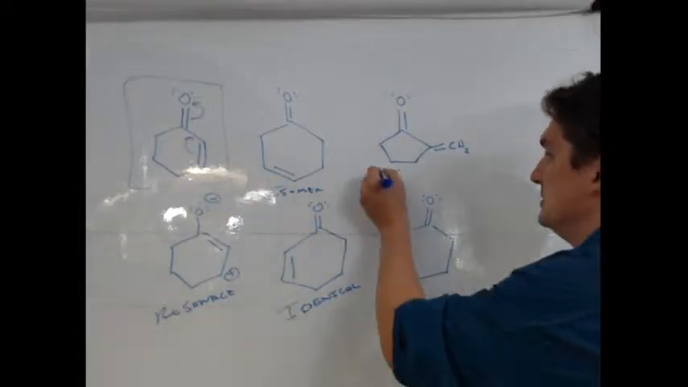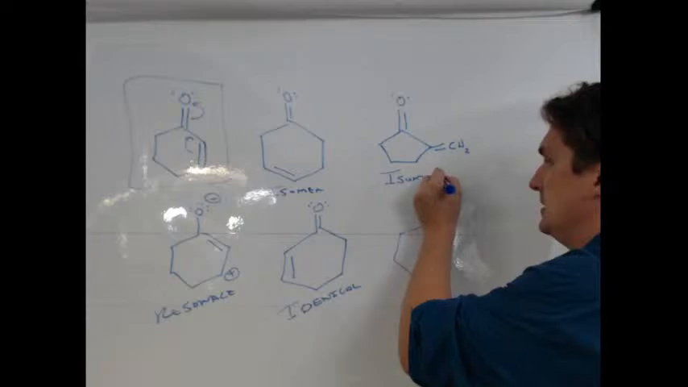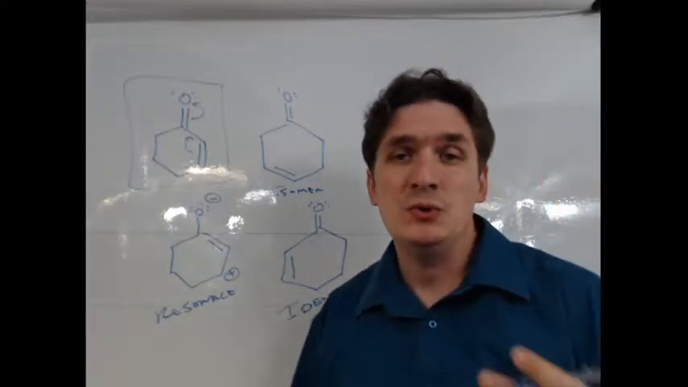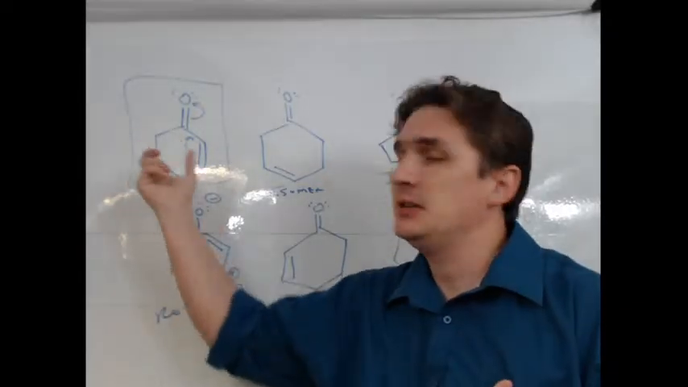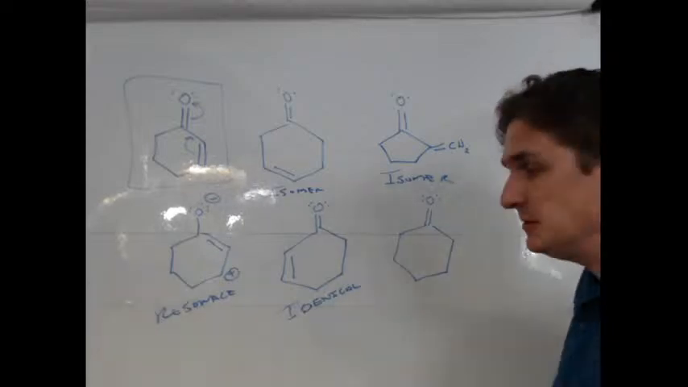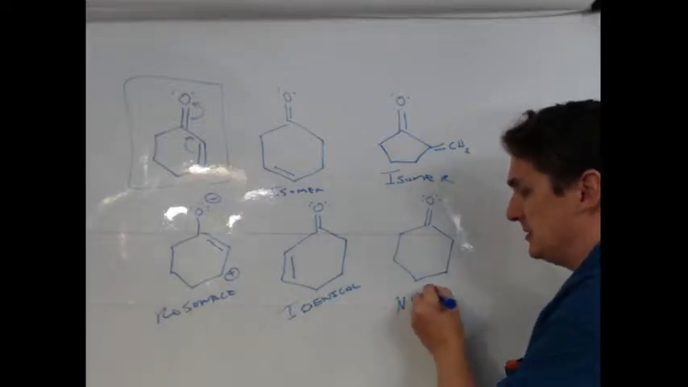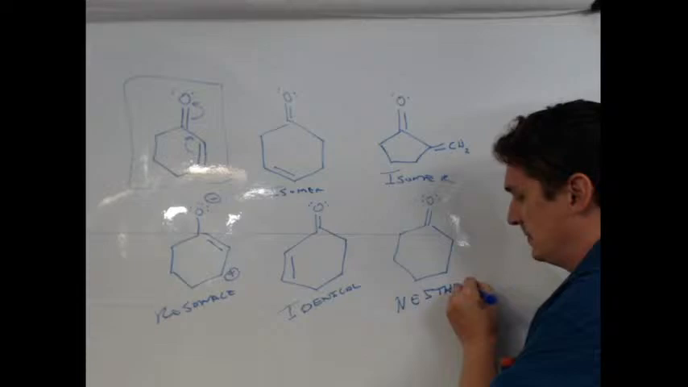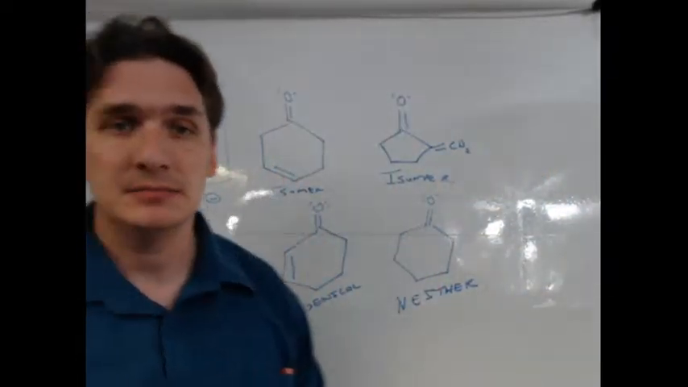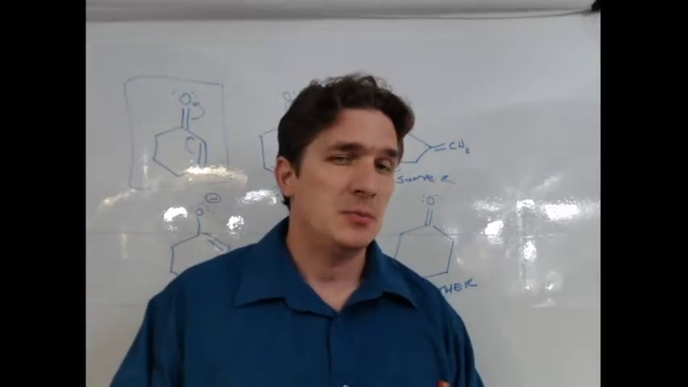So this also makes this one an isomer. Now our last one down here, we actually have two additional hydrogens in the formula that aren't here. So it's definitely not an isomer, it's definitely not a resonance structure, it's definitely not identical, so it ends up being our last option, which is neither. This compound and this compound are not the same thing. So that's how you approach that type of problem.